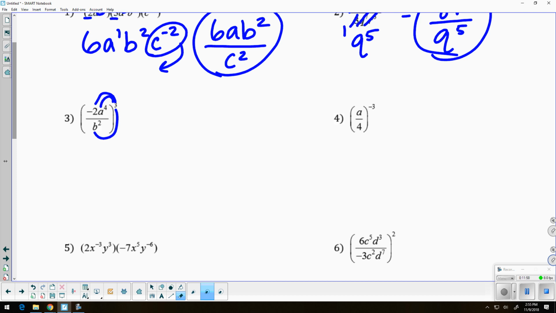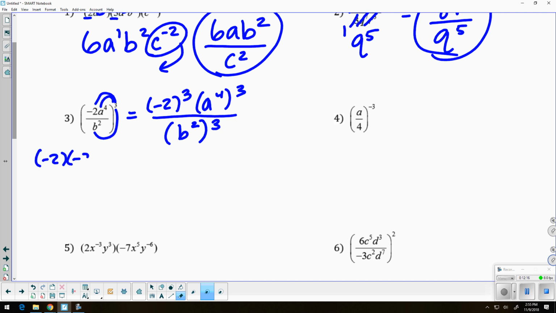So when you cube it all, you'd have -2 cubed, and then a to the 4th would be cubed, and then b squared would also be cubed. So you're cubing it all. Just taking one thing at a time, if you do -2 to the 3rd power, what you're doing is -2 times -2 times another -2. So -2 times -2 is +4, times the other -2, you get -8. So on top, I have -8 for my coefficient.